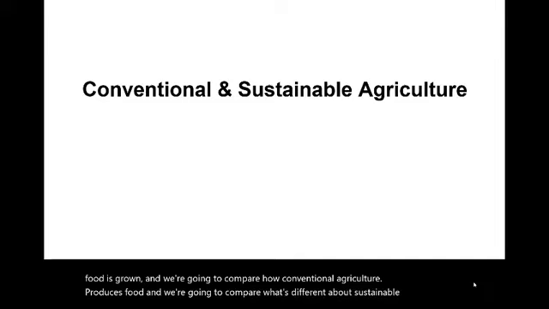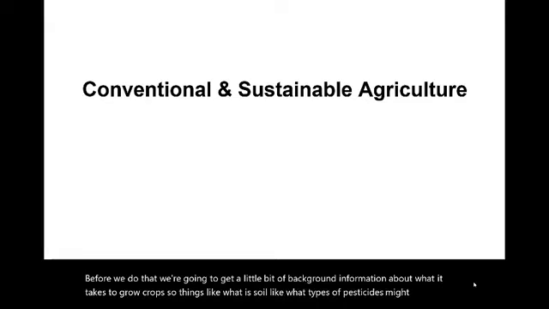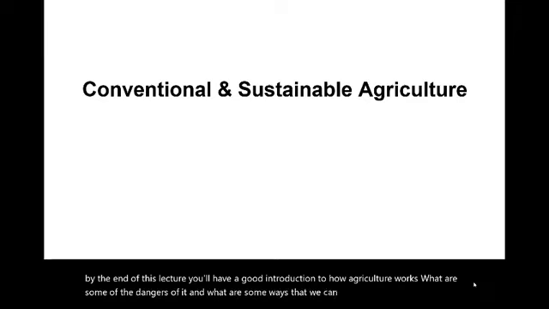Before we do that, we're going to get a little bit of background information about what it takes to grow crops. So things like what soil is like, what types of pesticides might be used. By the end of this lecture, you'll have a good introduction to how agriculture works, what some of the dangers of it are, and what some ways are that we can improve agriculture in the future.